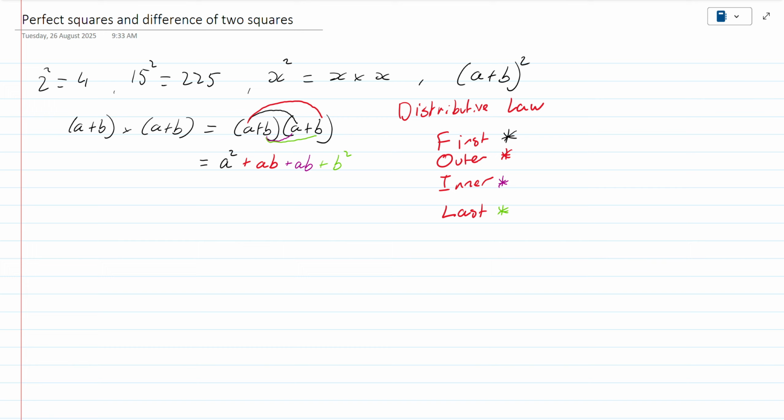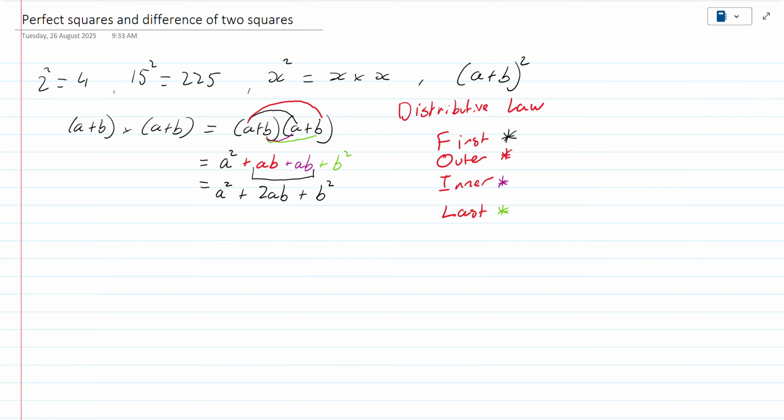squared. Once you get to this step, you can then simplify by collecting your like terms. So we have two there that are the same. So we have a squared plus 2ab plus b squared. And that is how you apply the distributive law to perfect squares.